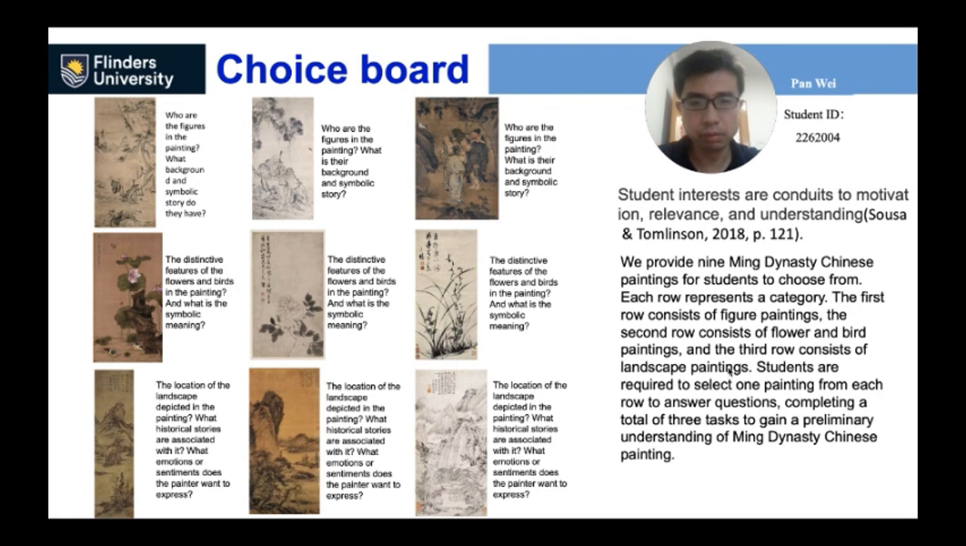In the second row, students need to choose a Ming Dynasty flower and bird painting for appreciation, and try to answer questions such as the characteristics of the flowers and birds in the painting, their symbolism, and their relationship with local culture. In the third row, students need to choose a Ming Dynasty landscape painting for appreciation, and try to answer questions such as the location depicted in the landscape, the historical stories associated with it, and the relationship between the painter and the dynasty.